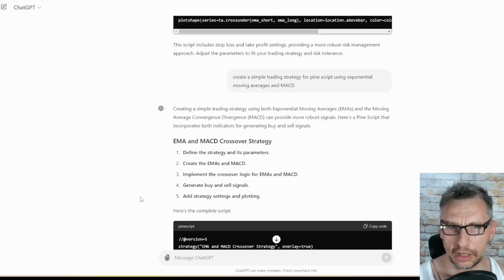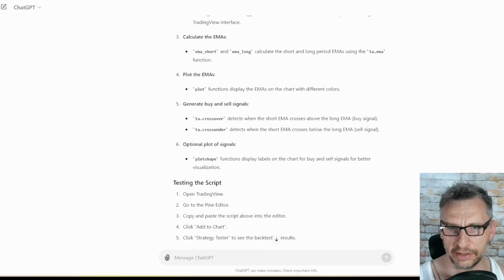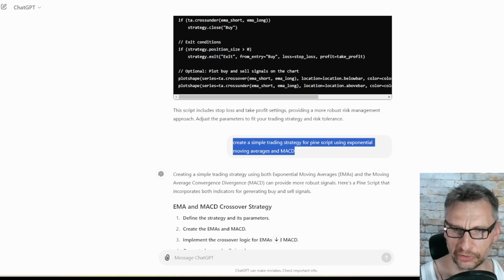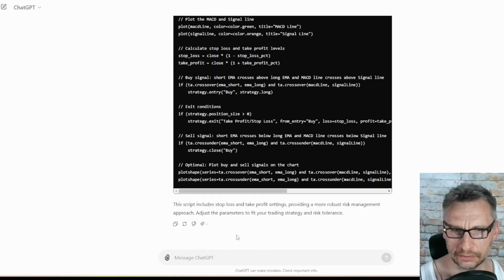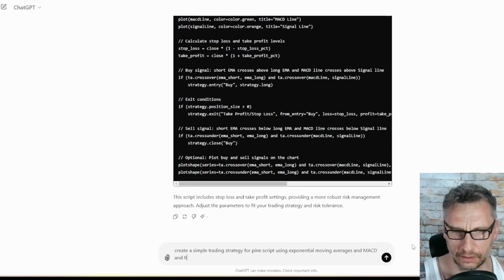Let's try one more prompt. Instead of MACD, we'll use RSI. We'll copy this prompt here. MACD and RSI. Set stop loss and take profit parameters.